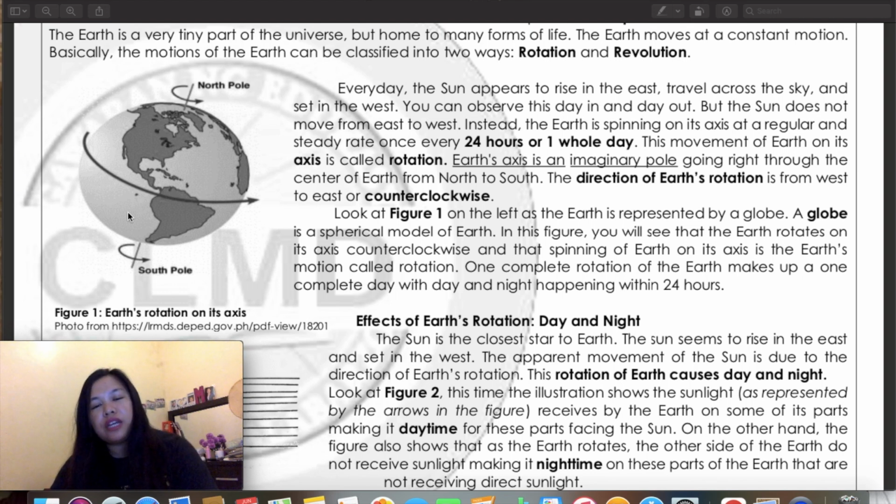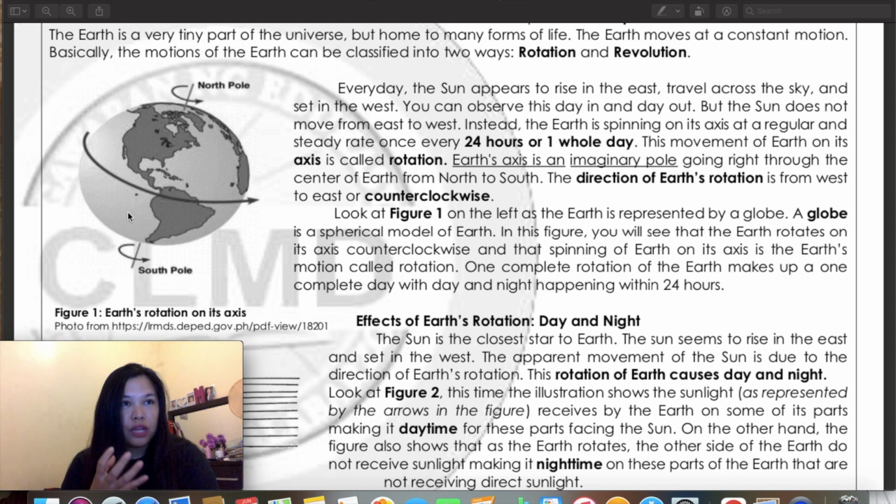So, look at figure 1. On the left is the Earth represented by a globe. A globe is a spherical model of Earth. In this figure, you will see the Earth rotates on its axis counterclockwise, and the spinning of Earth on its axis is the Earth's motion called rotation. So, one complete rotation of the Earth makes up one complete day, with day and night happening within 24 hours. When we say this globe, spherical model lang siya ng Earth.